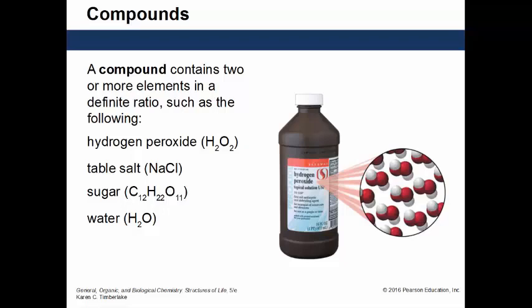So same thing with water. If you take away, say, a hydrogen from water, you end up with hydroxide, which is completely different than water. So compounds are in a very definite, very fixed ratio. So anytime you have H2O in a compound, this will always give you water. This will always give you hydrogen peroxide. This will always give you table salt or sodium chloride. This combination will always give you sugar. It can't be anything other than those.